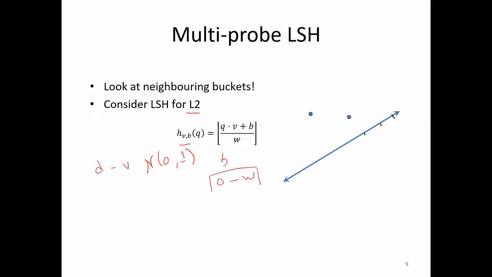Then you fix the width w. The width w, if you remember, will give you what your p and q are, and consequently what your rho is. So you can adjust your w to get suitable p and q. Then you have this hash function, and each hash table has many different hash functions corresponding to random values of v and b.